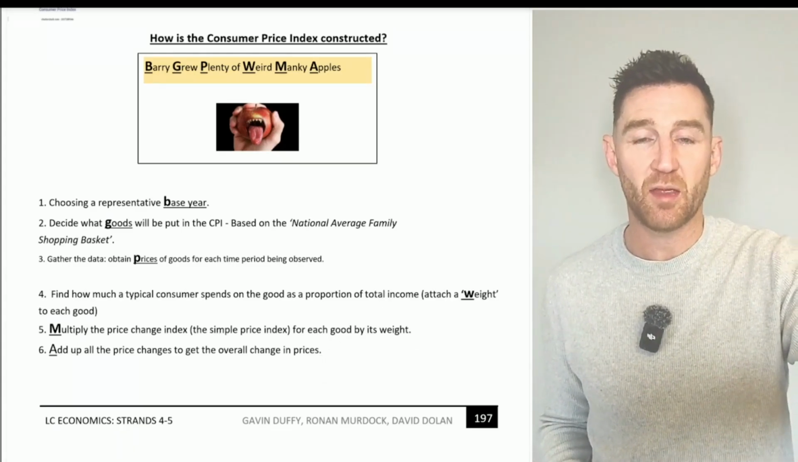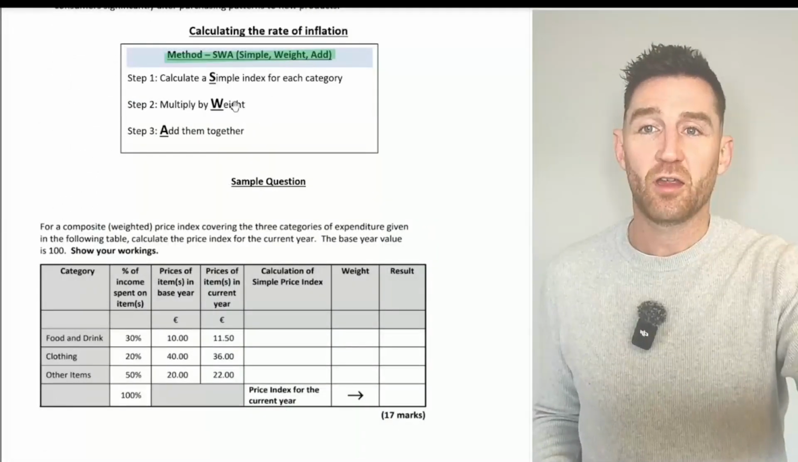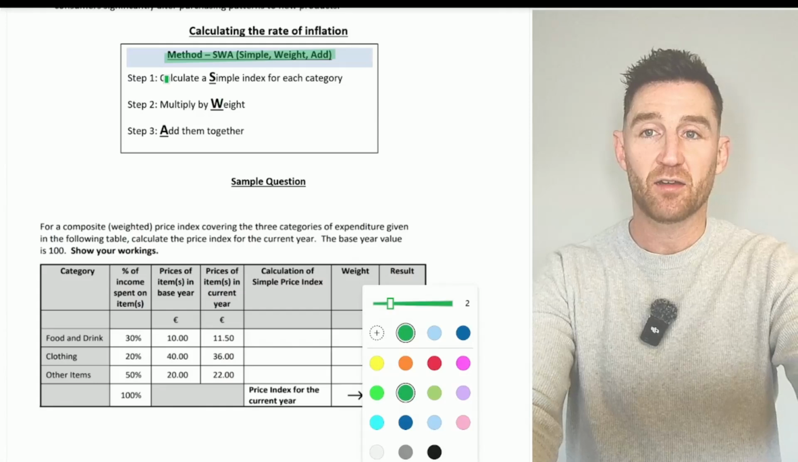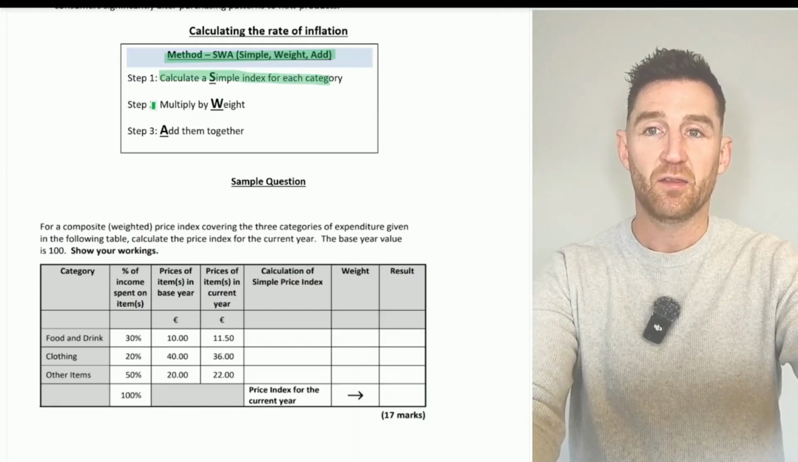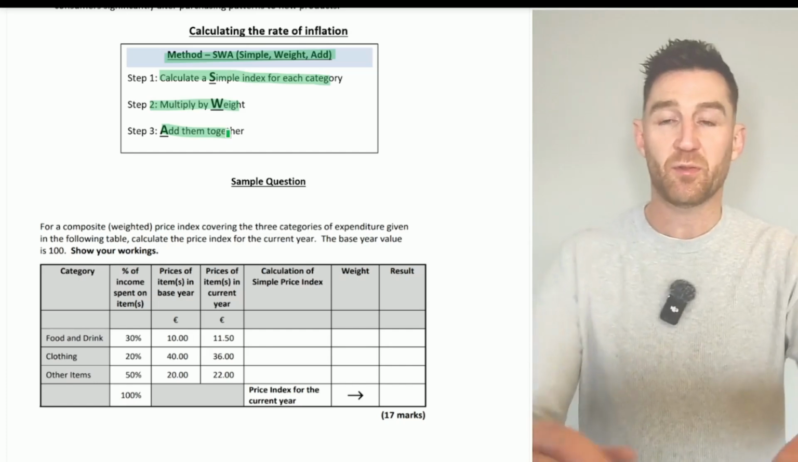Those last 3 steps. So if we come back down here, first thing, you're going to calculate the simple index, you multiply it by the weight, and then you add them together. So it's SWA, simple weight add. Simple weight add, they're the steps. So here's a sample question.